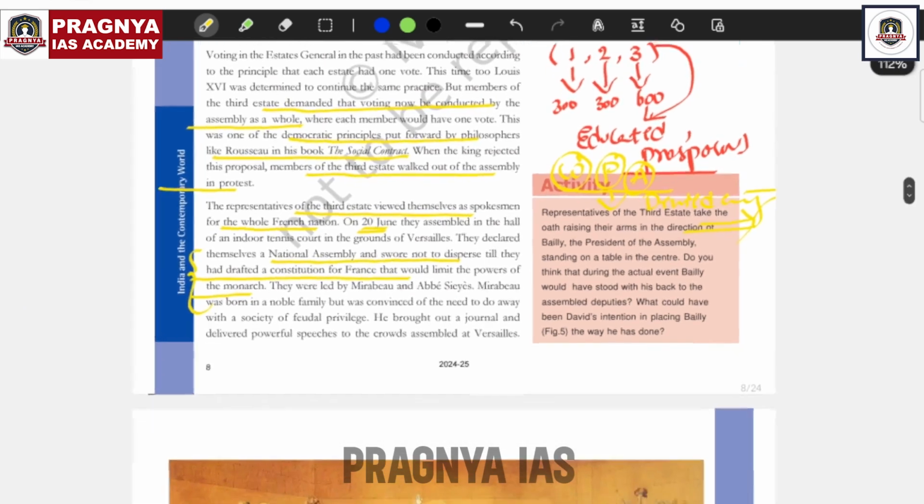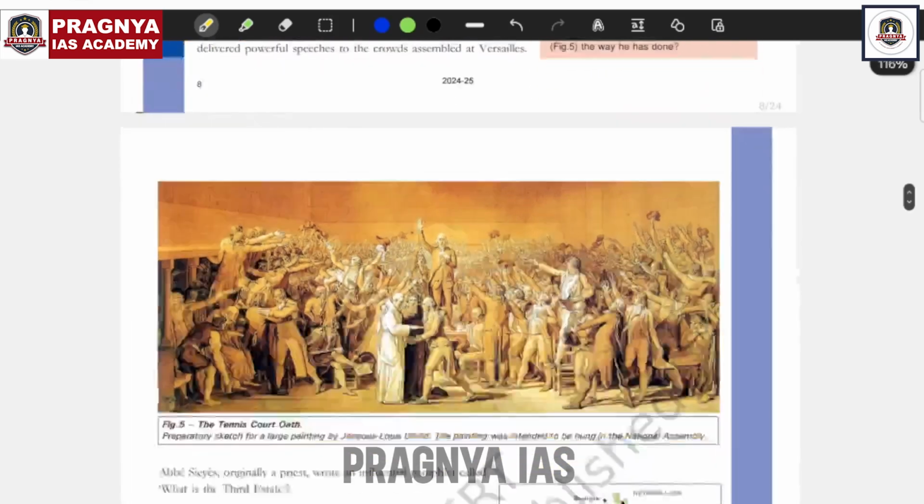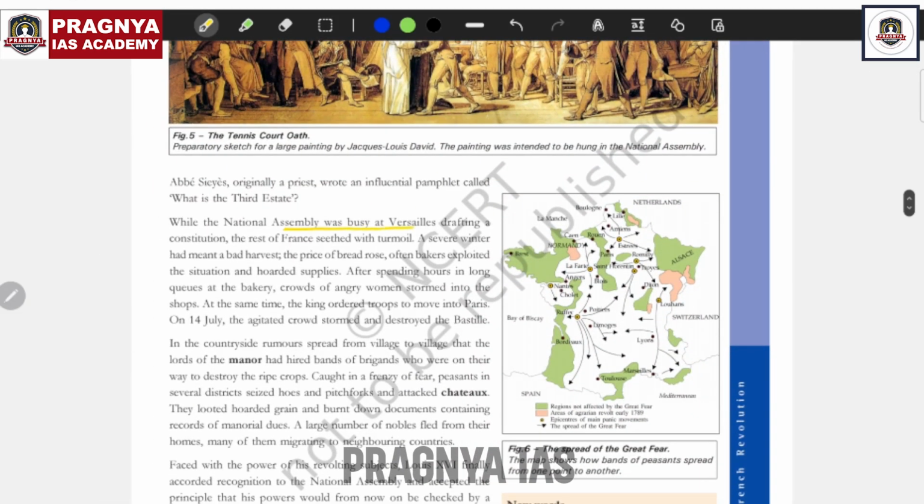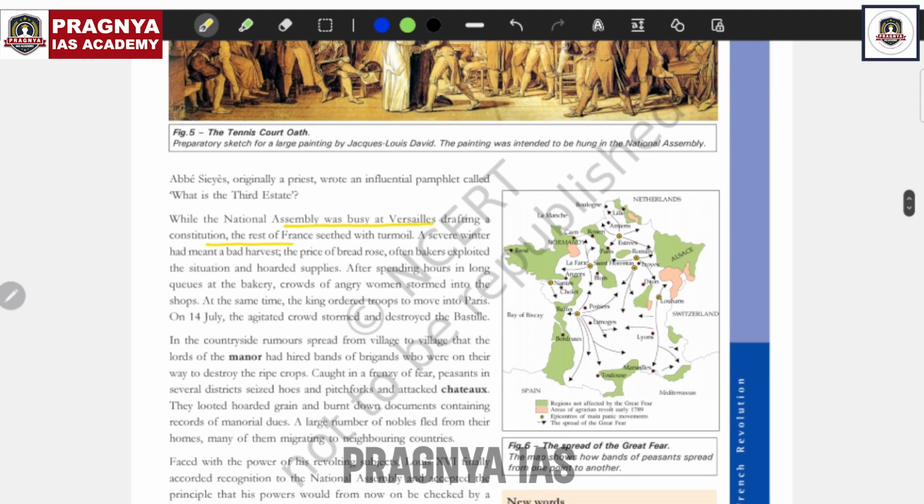And if you see, while the National Assembly was busy at Versailles drafting a constitution, the rest of France seethed with turmoil. In the countryside, rumors spread from village to village that lords of the manor had hired bands of brigands who were on their way to destroy the ripe crops. This is happening.